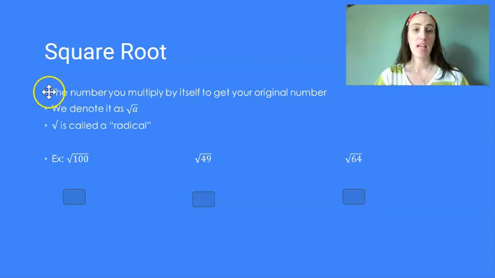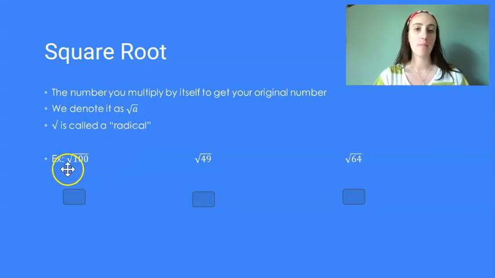Square roots. A square root is the number you multiply by itself to get your original number. We denote a square root like this. It looks kind of like a division symbol with a square root of a, where a is whatever number we're trying to find the square root of. That goofy symbol is called a radical.